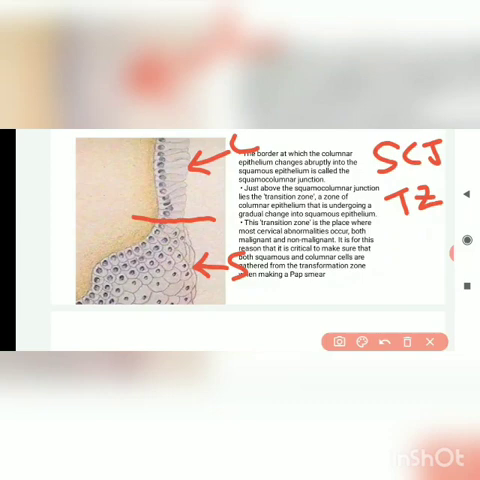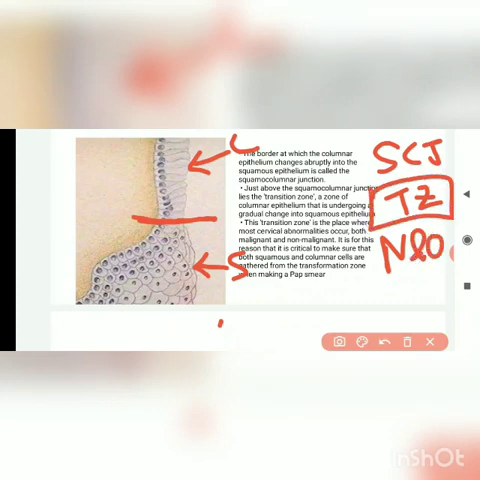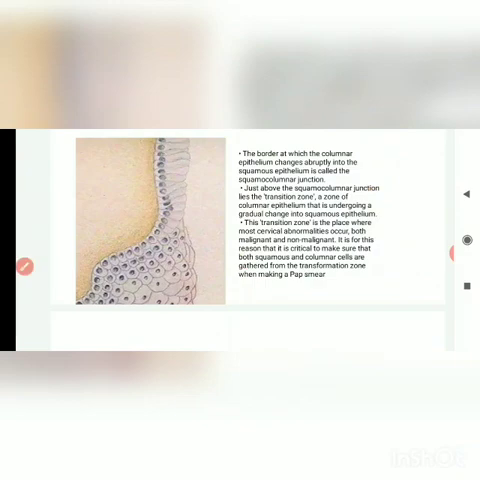One more thing you should know is that the squamocolumnar junction is not a fixed area. It will not be fixed at this area only. It will vary according to the hormonal conditions and the age of the patient. The zone between the new and old squamocolumnar junction is known as the transformation zone. This transformation zone is very important because most of the pre-malignant lesions will first occur in this area. So it is very essential to take the squamocolumnar junction or the transformation zone into account when taking a pap smear.